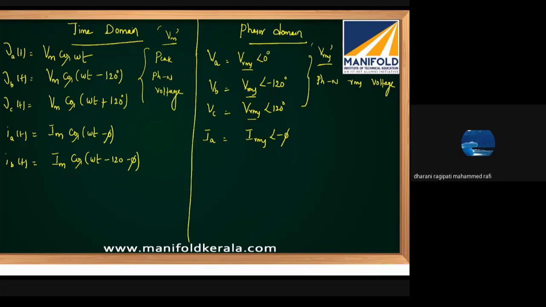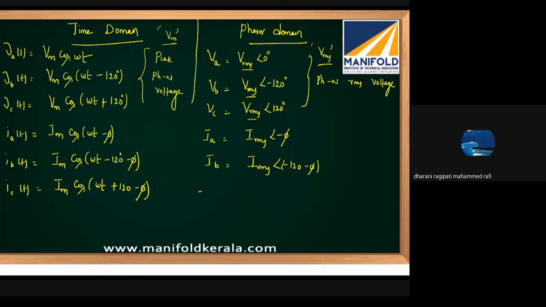So your IB of t would become Im cos of omega t minus 120 degrees minus phi. So in phasor domain, you have to represent the same value as IRMS at minus 120 minus phi. Similarly, IC of t is equal to Im cos of omega t plus 120 minus phi. IC will become IRMS at 120 minus phi.